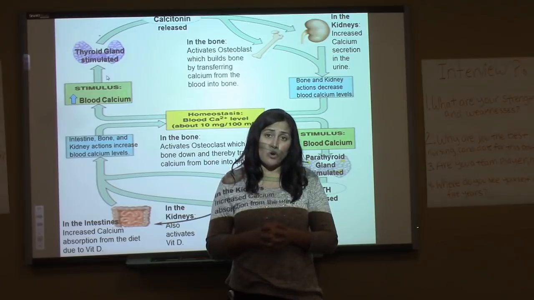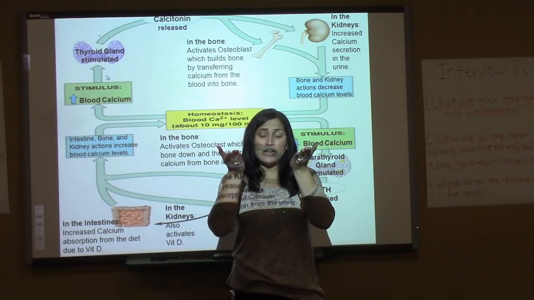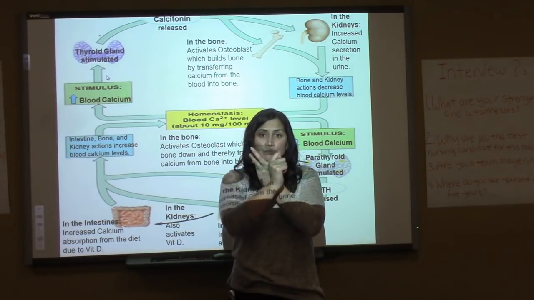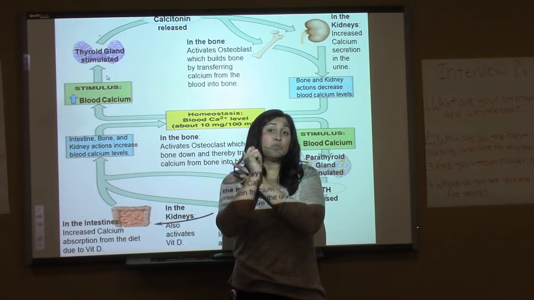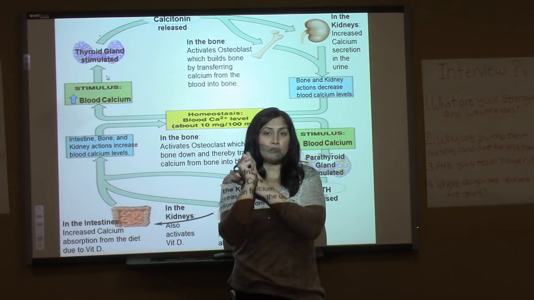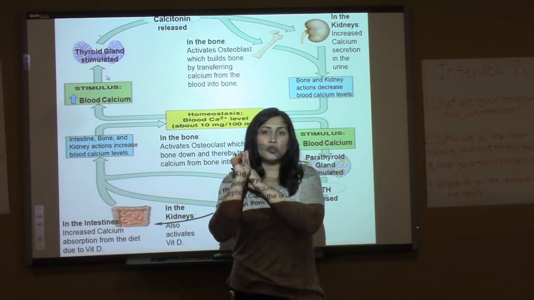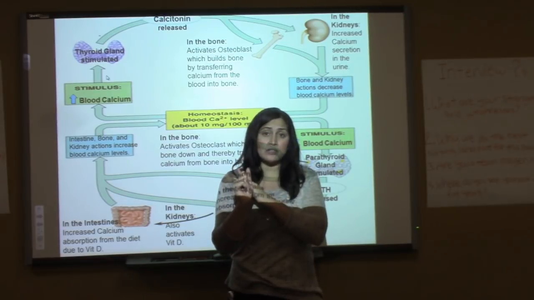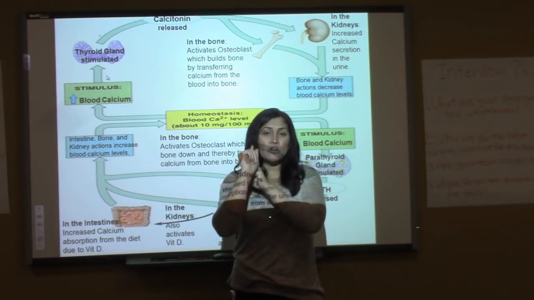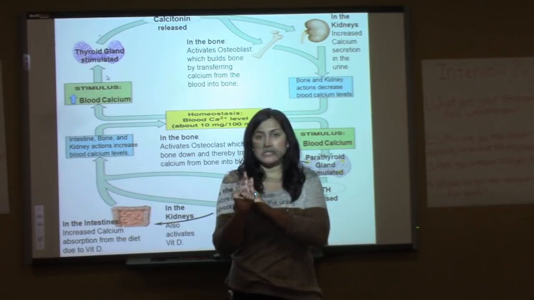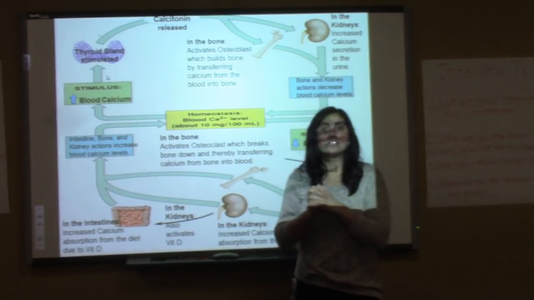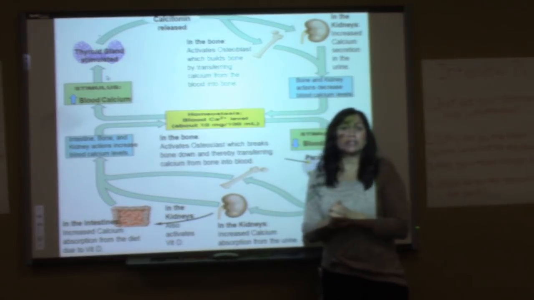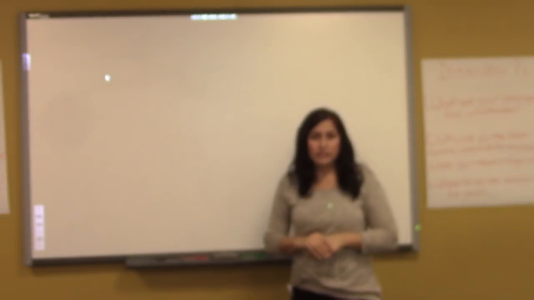So parathyroid hormone causes your blood calcium levels to increase in three ways: breaking bone down, causing your kidneys to reabsorb calcium so you don't pee it out, and causing your intestines to absorb calcium from your diet. That third way is by activating vitamin D. These are the three ways that parathyroid hormone increases blood calcium levels back up. Okay? And now we are done with endocrinology.